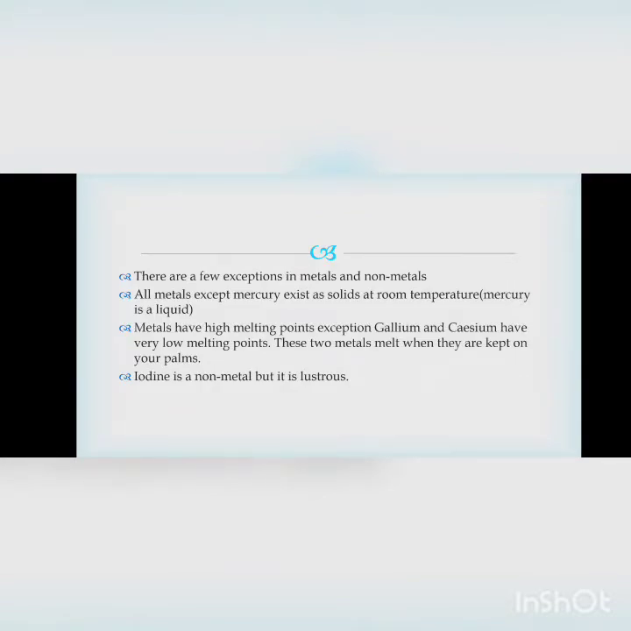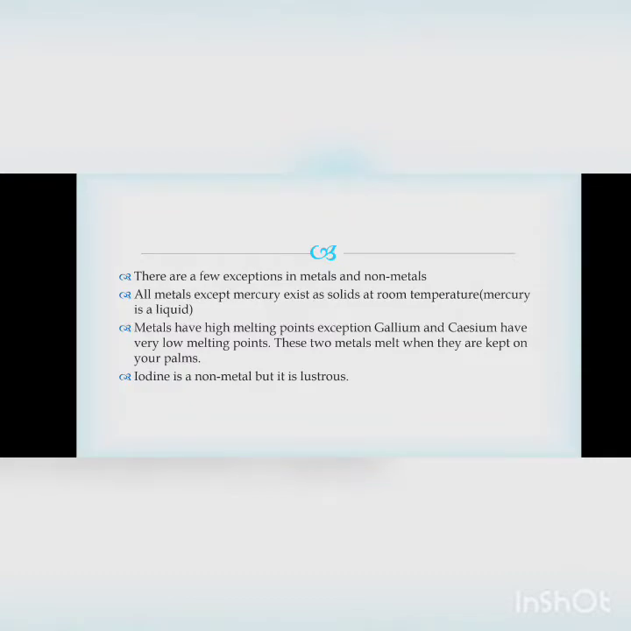All metals except mercury exist as solid at room temperature. Mercury is a liquid. Metals have high melting points except gallium and cesium. They have got very low melting points. These two metals melt even when they are kept on our palms.